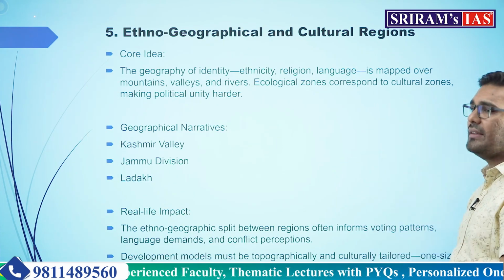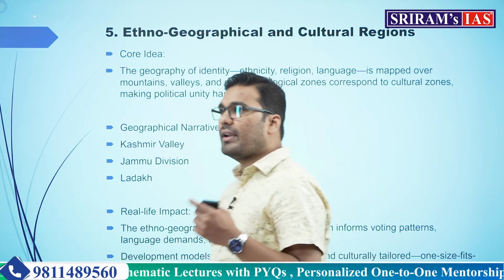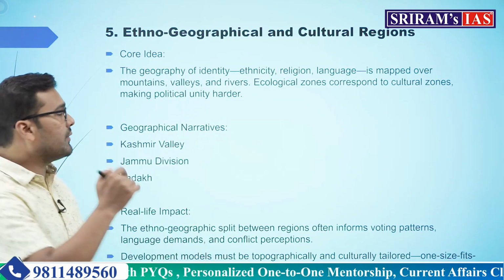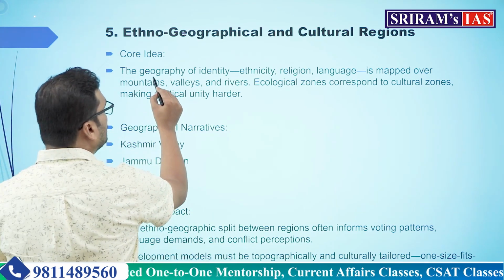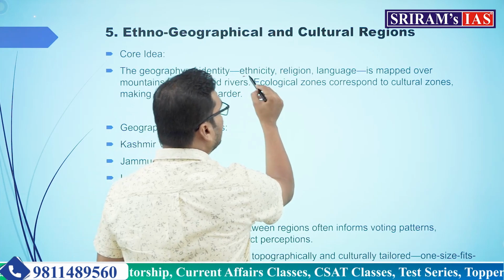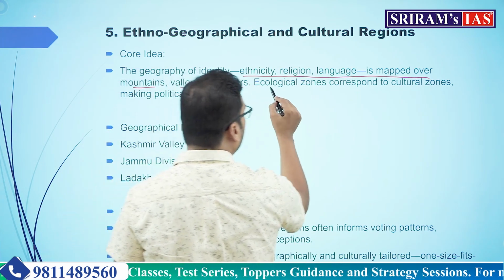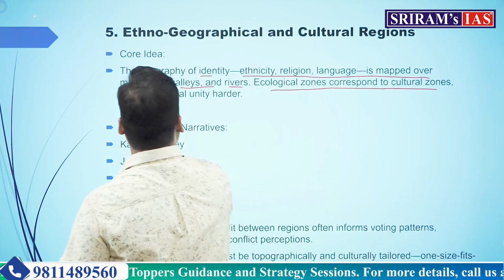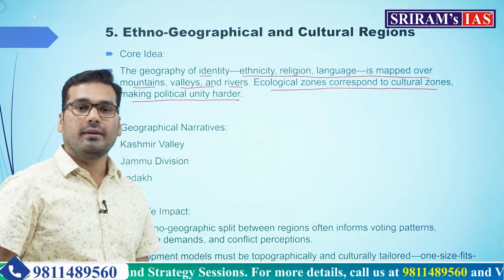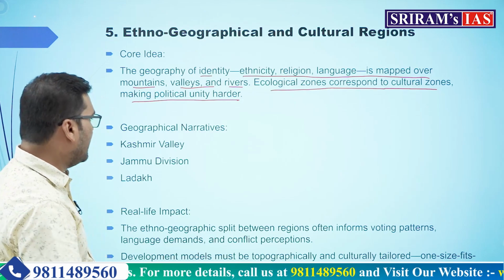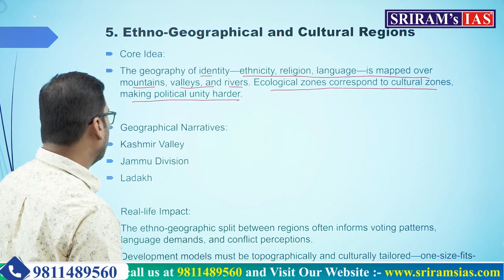Now there's another makeup called ethno-geographical and cultural regions. This is another factor here. The core idea here is the geography of identity. Here, ethnicity, religion, and language are mapped over mountains, valleys, and rivers. Ecological zones correspond to cultural zones, making political unity harder. Now, there's a concept. What is this? First, you understand this, then I will give you that concept.